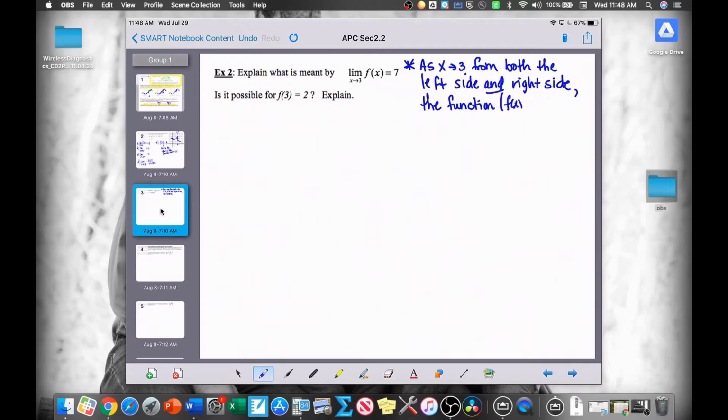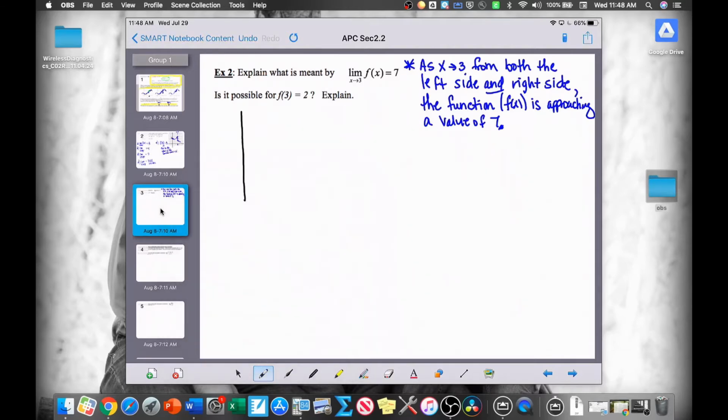When the function is f of x. Okay, so that's what is meant by the limit as x approaches 3 of f of x equals 7. As x approaches 3 from both the left side and the right side, the function is approaching a value of 7. But then the second part, is it possible for f of 3 to equal 2? Explain. Well, the answer is yes, it is. Let's take a look at why.